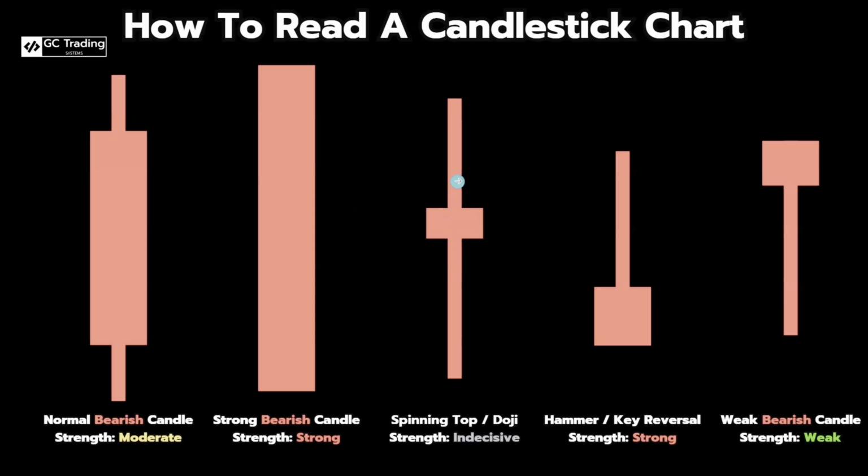And then over here, we have the spinning top slash doji. So you can see buyers and sellers battling it out, closed right in the middle, very indecisive. And then we have the hammer slash key reversal candle. Again, I really like this candle. So you can see we opened here, price pushed all the way up here, but then the sellers really stepped in and closed this candle down here. So again, this is a very strong bearish candle. And then we have this weak bearish candle right here. So you can see that price opened here and then pushed all the way down here, but then ended up closing right here. So this strength is very weak.